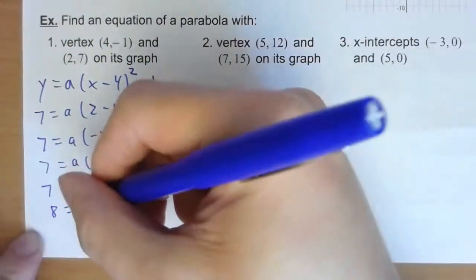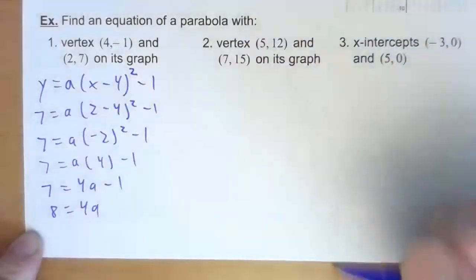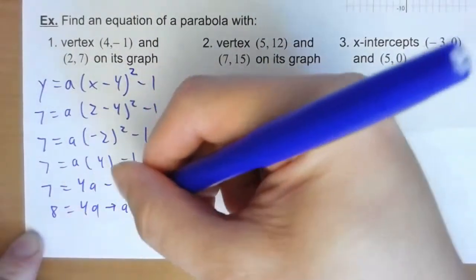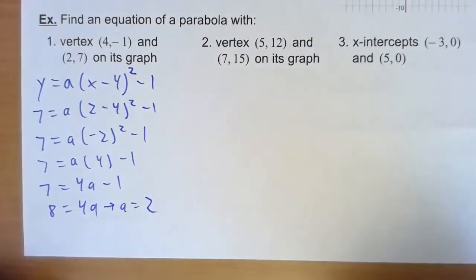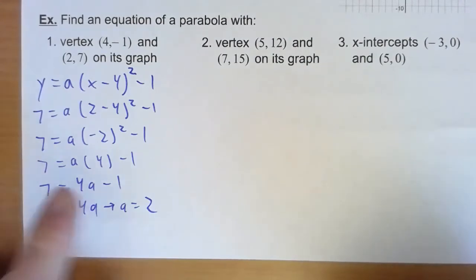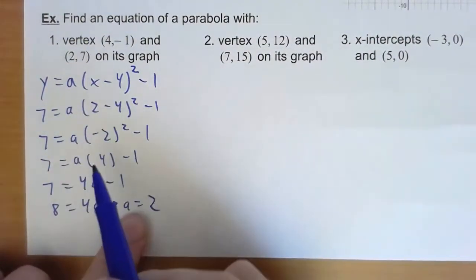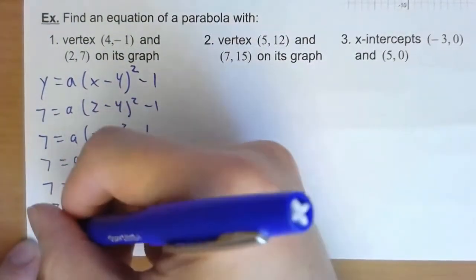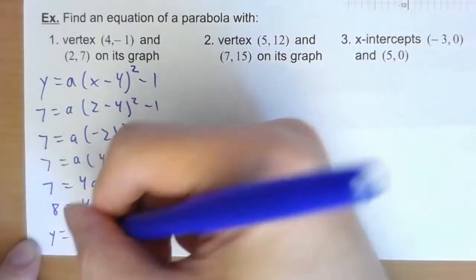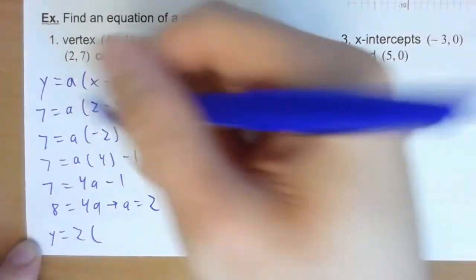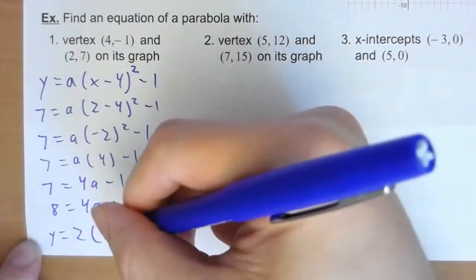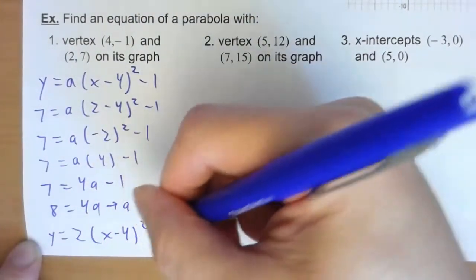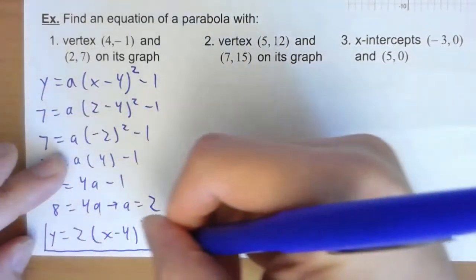8 equals 4a, so that then we can find a equals 2. All right, now that's not your answer, though. I didn't ask you for the value of a in the problem. I wanted the equation of the parabola. Don't forget to go back and actually write that all out. Y equals 2. I found that a value now. X minus 4 squared minus 1.